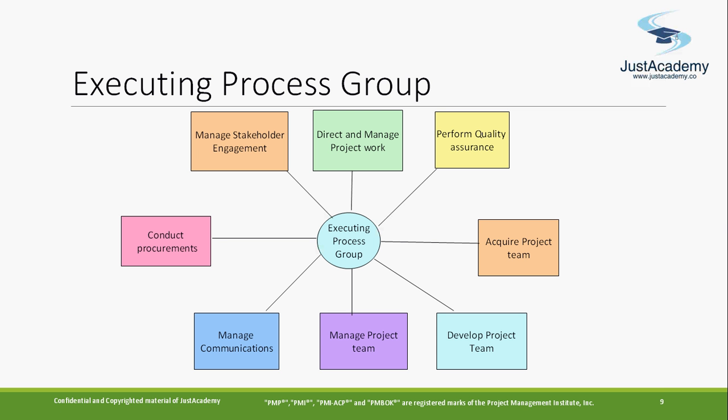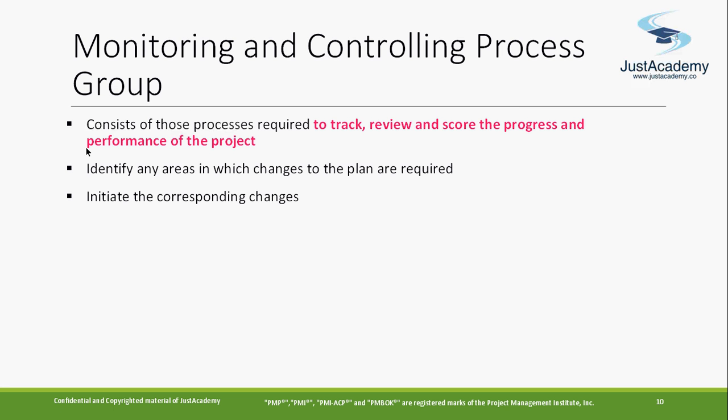Manage project team. Sometimes there are team conflicts. You have to manage the project team and resolve those things. Develop project team. Sometimes a resource doesn't have that much training, so you need to train them so that they can work on those things. And hire the resources. So you do these things as part of the executing process group.